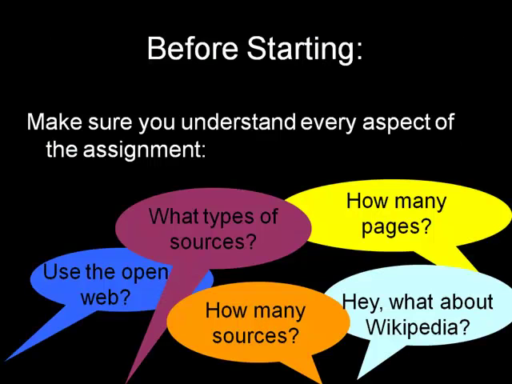So how do you select a topic for a research project? Well, before starting, make sure you are clear about every aspect of the assignment from your instructor. How many pages are you expected to write? Do you have to use and cite any specific types of materials in your paper? Has your instructor placed any limitations on your use of the open web? Getting this kind of clarification is essential before you start.